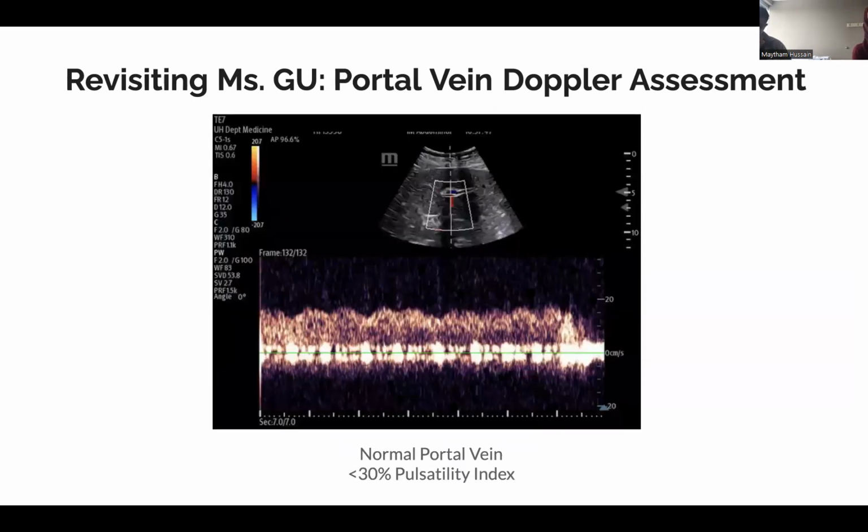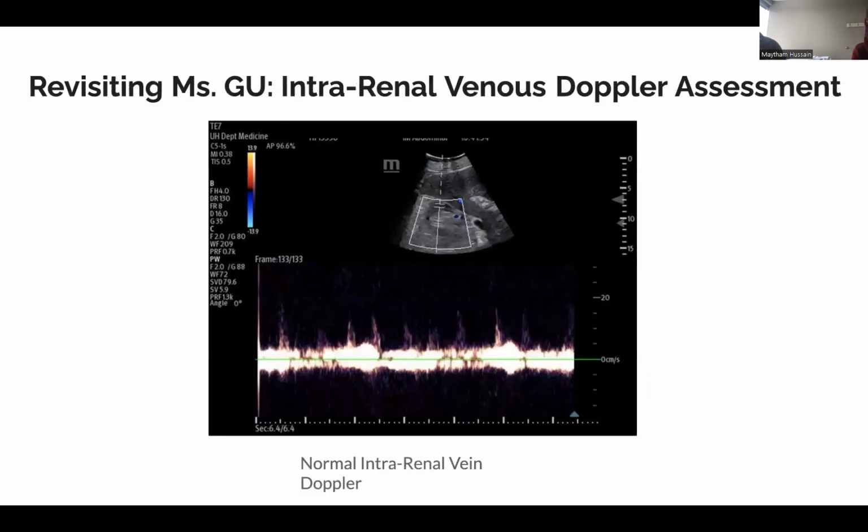In terms of her portal vein Doppler assessment, looking at the Vmax and Vmin here, it's safe to say that there's probably less than 30% variation between these. And so she does have a normal pulsatility index of less than 30%. And then finally, for the intrarenal venous Doppler assessment, you can see nice monophasic flow here, which once again suggests no renal congestion occurring.